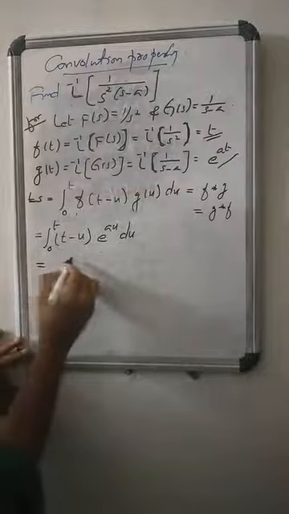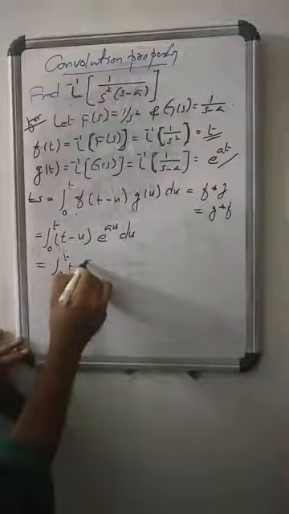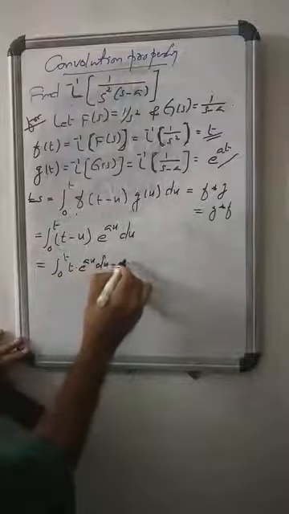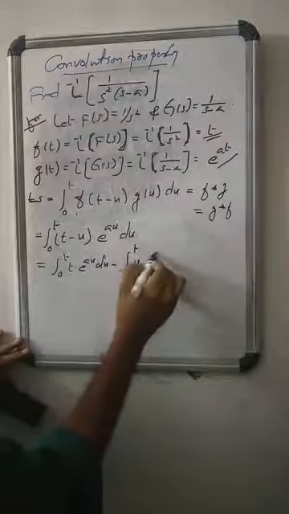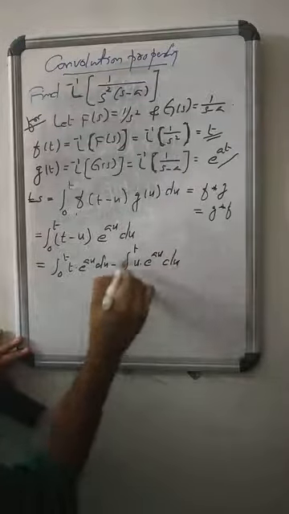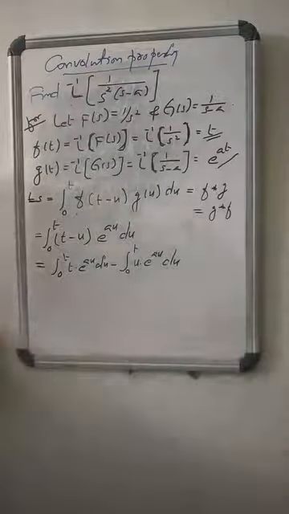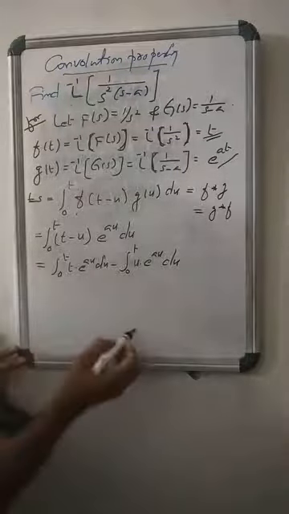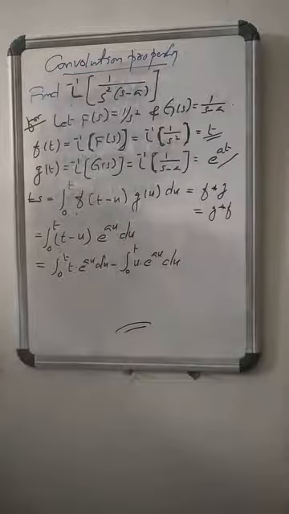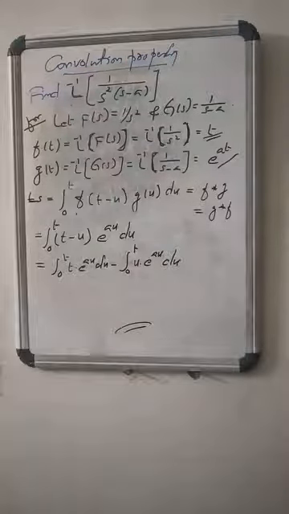Okay. So that equals integral 0 to t, t e power au du, minus integral 0 to t, u into e power au du. Listen, u into e power au du. Again, you can apply integration by parts like in the previous case. Okay, so you have the same answer. After simplifying that, you will get the same answer.